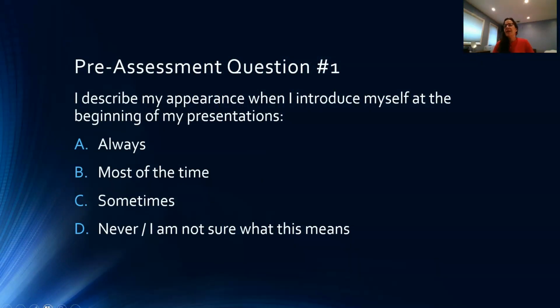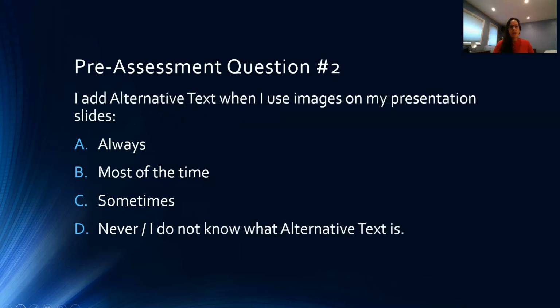So the first question is, I describe my appearance when I introduce myself at the beginning of my presentations. A, always. B, most of the time. C, sometimes. Or D, never, or I am not sure what that means. Question number 2. I add alternative text when I use images on my presentation slides. A, always. B, most of the time. C, sometimes. Or D, never, or I do not know what alternative text is.